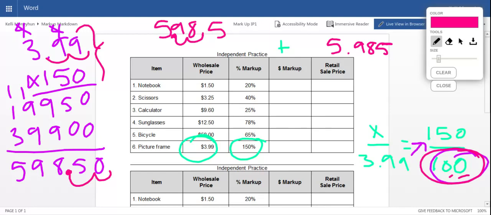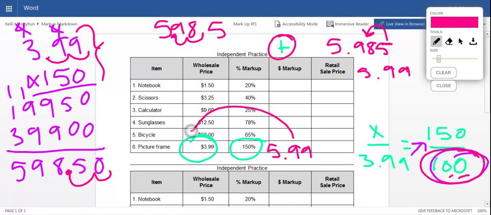Okay, so round $5.99. Okay, this 5 is big enough to make that 8 go to a 9. So my markup is $5.99. Markup means add it to your wholesale price to get your retail price. I know that was a lot. Job did good.